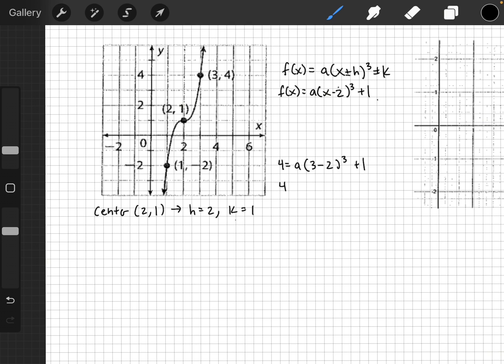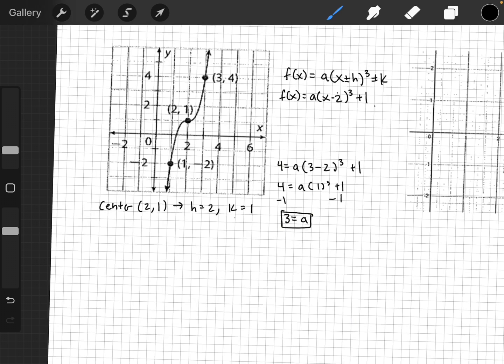Now we'll solve for a. So we have 4 equals a times 1 to the power of 3, plus 1. So we'll subtract 1 on both sides. So we have 3 equals a, and 1 cubed is just 1, so 3 equals a. So we can put this 3 back into our equation. So we have f of x equals 3 times (x minus 2) cubed plus 1.